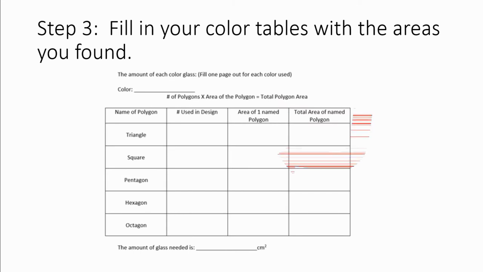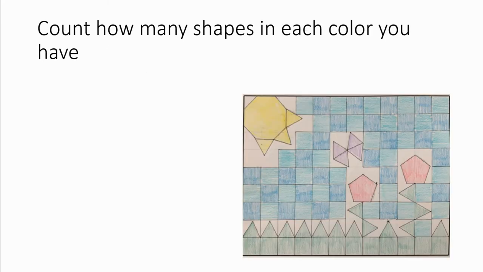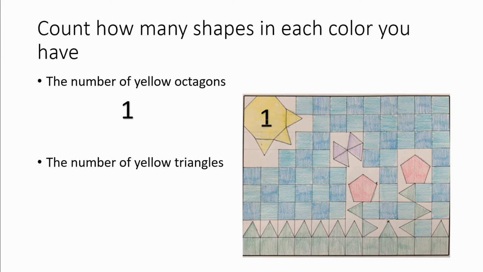Then you'll fill in color tables for all the colors that you're going to be using. So in that middle column, area of one named polygon, we know the area of one square is 4, so that will go in that box. Then you count how many shapes in each color you have. In this example, I have 1 yellow octagon. And I have 3 yellow triangles.